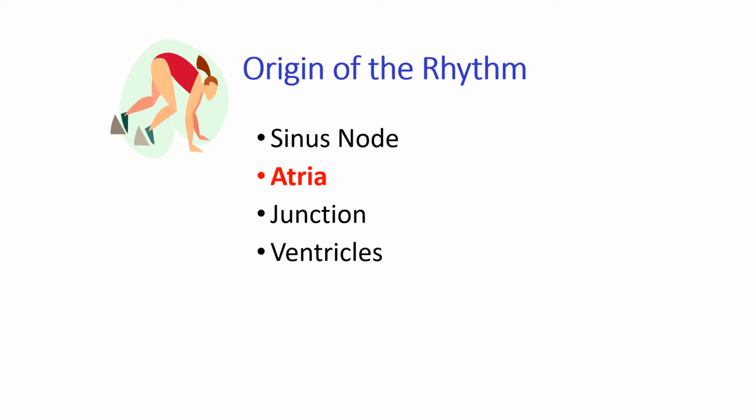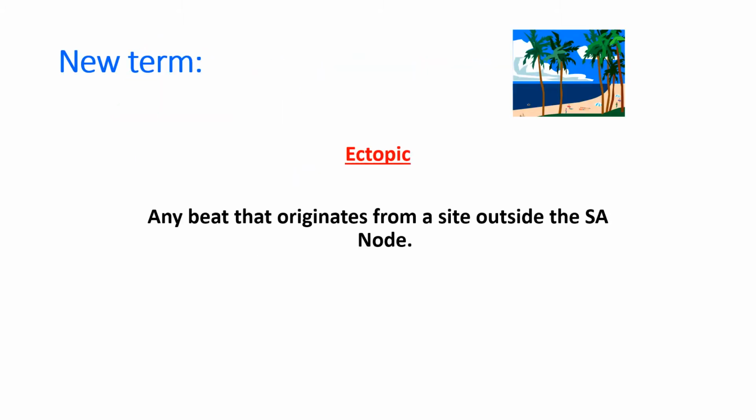Origin of rhythm: we already discussed the SA node. Now we're going to talk about the atria. We're learning about the characteristics of beats that originate from the atria. A new term you may hear, or you may already know, is what we call ectopic. Atrial rhythms are considered ectopic rhythms, which means that they originate outside of the SA node, but within the atrium.